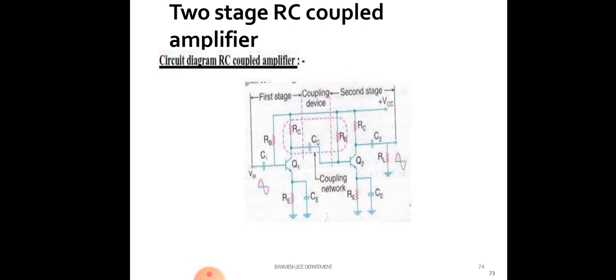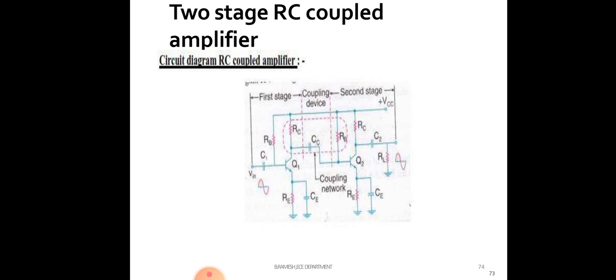amplifier. The first stage is coupled with the help of a coupling capacitor, and the first stage output we are giving to the next stage as an input with the help of this coupling capacitor, that is the CC capacitor. The first stage output through the CC capacitor we are giving to the Q2 transistor, that is the second stage.